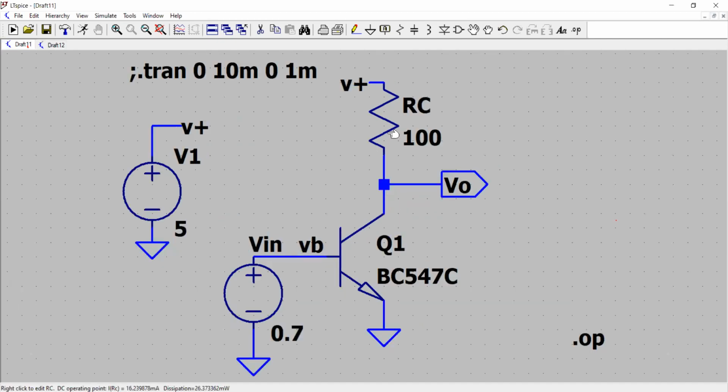You have the collector resistor RC with one end connected to the power supply V plus. We have a 5 volt voltage source here. Now we have a transistor BC547, and the base of it has 0.7 volt. The emitter is grounded, and the output is taken from the collector. So that's the basic version of a common emitter mode, NPN transistor configured in CE mode.